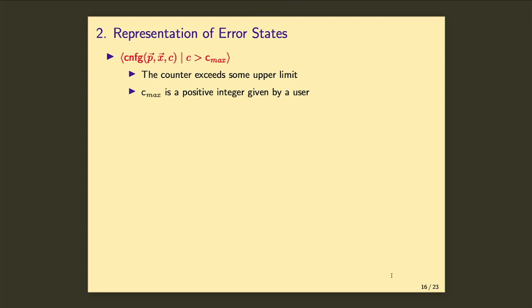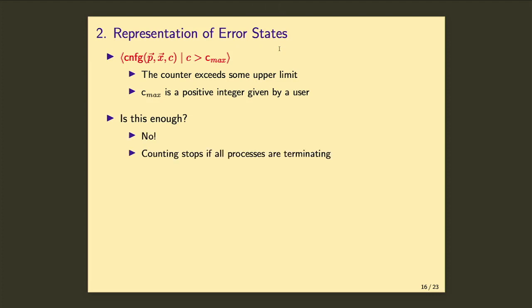Then we have to represent the error states. As I said before, the state with C greater than Cmax is the error state. And this state represents where the counter exceeds some upper limit. And Cmax is a positive integer given by the user. So is this enough for error states?